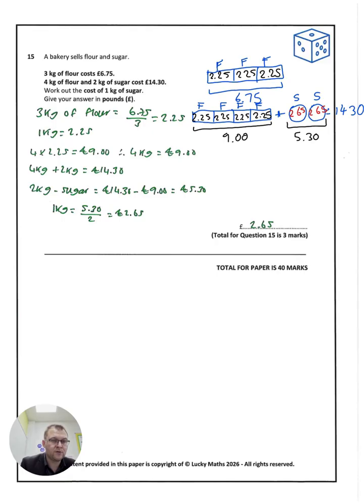And the second model I've drawn, I've got the boxes representing flour, and then I've got the 2 circles to represent the sugar. We already knew from the first bit what the flour costs, 225. So if we add 4 of those together, 4 kilograms of flour equals £9. And because we know the total is 14.30, we know these 2 sugars cost £5.30, which, if you half, ends up with £2.65 for each sugar.